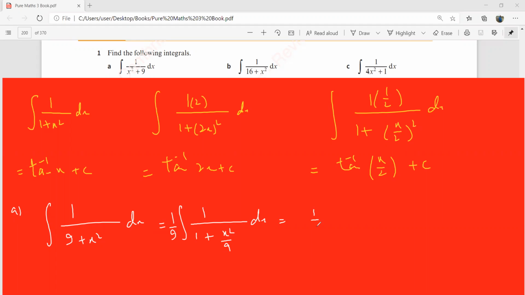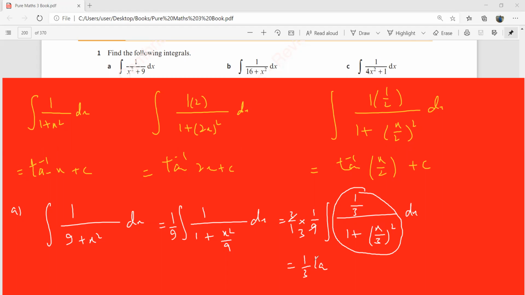Okay? So this is 1 over 9. So you write this as 1 plus x over 3 whole square. So you need to have x over 3's derivative here, which is 1 over 3. You're writing this yourself. You're adding this into the statement. So you will write its reciprocal here as well. Okay? So now we are ready to integrate this. These are cancelled. So this is going to be 1 over 3. All of this would result into tan inverse of x over 3 plus c. That's it. Okay.